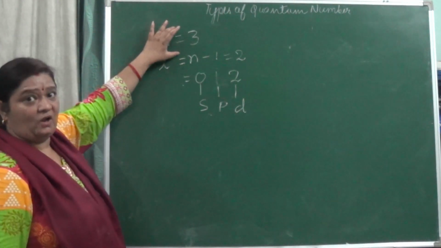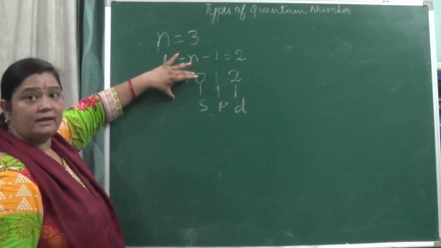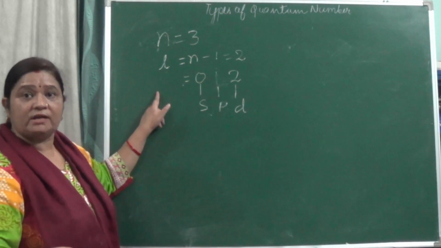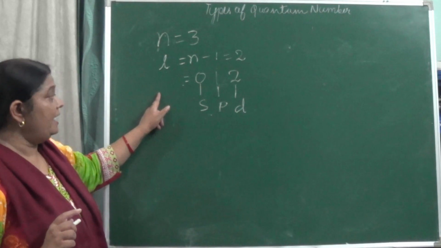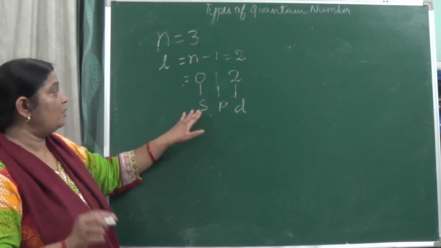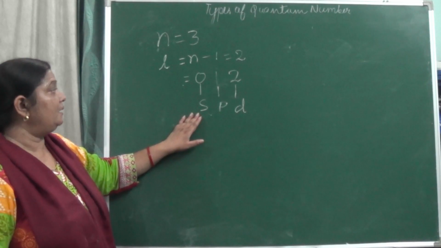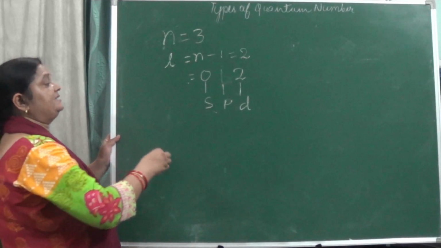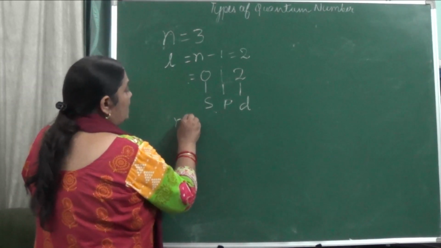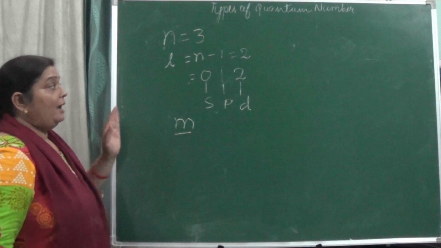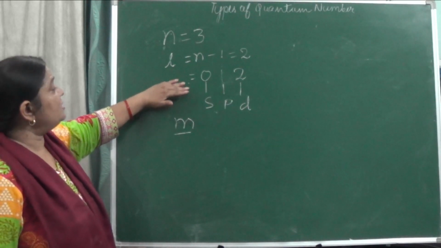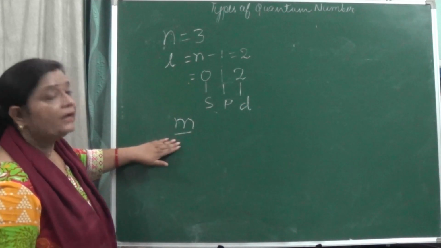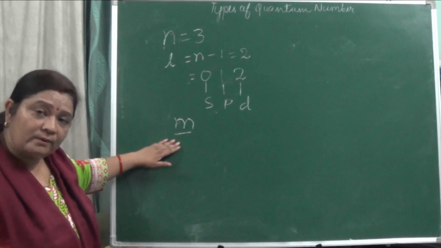First is the shell, the principal energy shell, then the subshells, which are represented by L, the azimuthal quantum number. It tells about the angular momentum of the electrons. Now, next, what is this m? We have studied the subshells. After subshells come the orbitals, and that is represented by m, the magnetic quantum number.